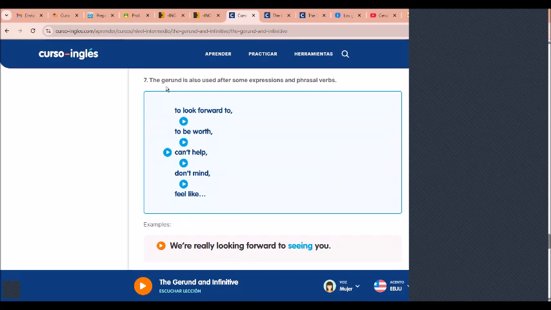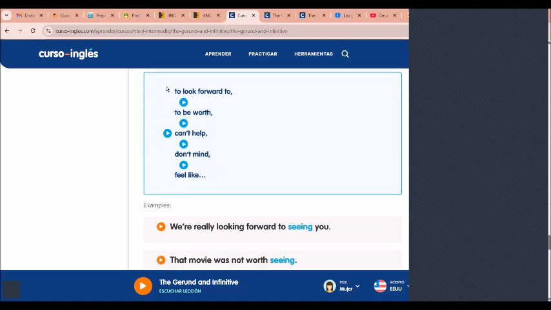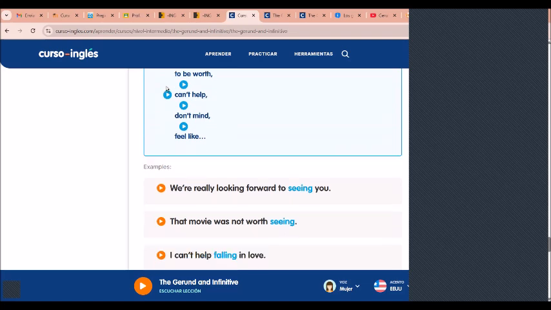Aneth, number 7. The gerund is also used after some expressions and phrasal verbs. To look forward to, be worth, can't help, don't mean, feel like. Examples. We weren't really looking forward to seeing you. That movie was not worth seeing. I can't help falling in love.